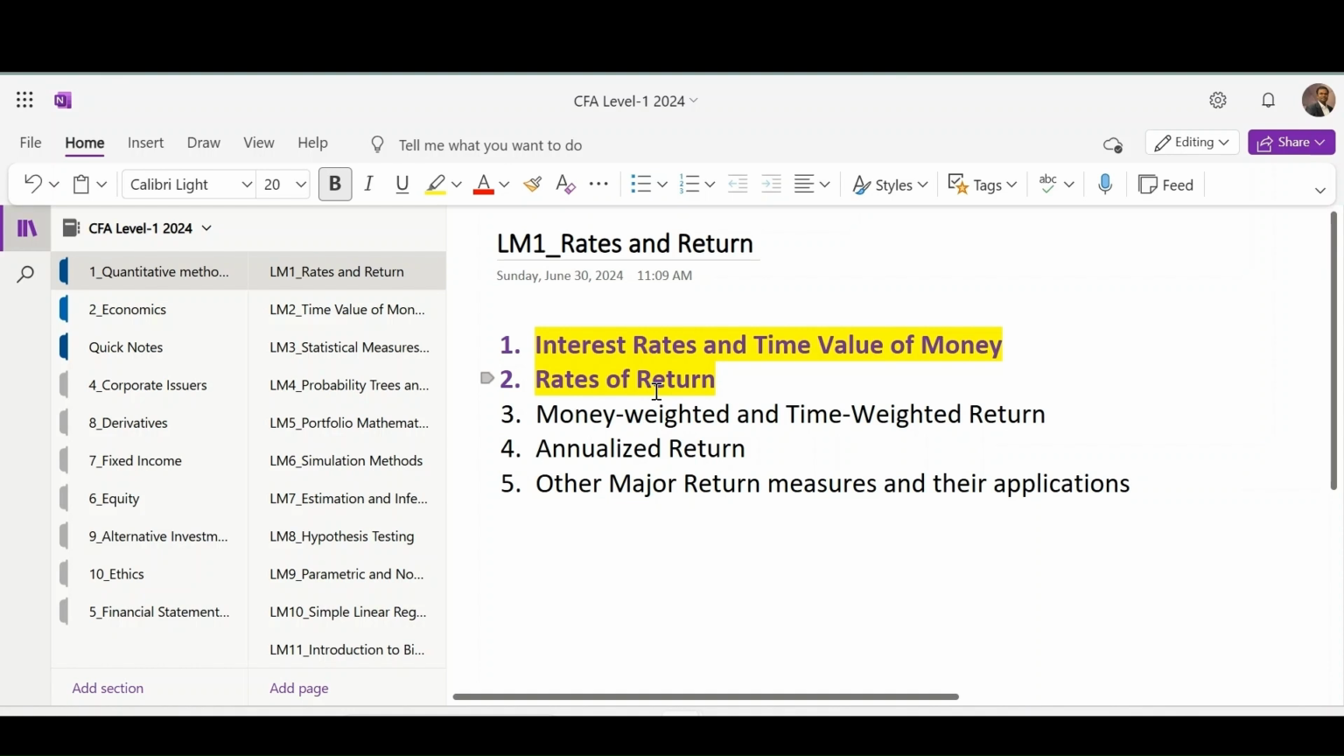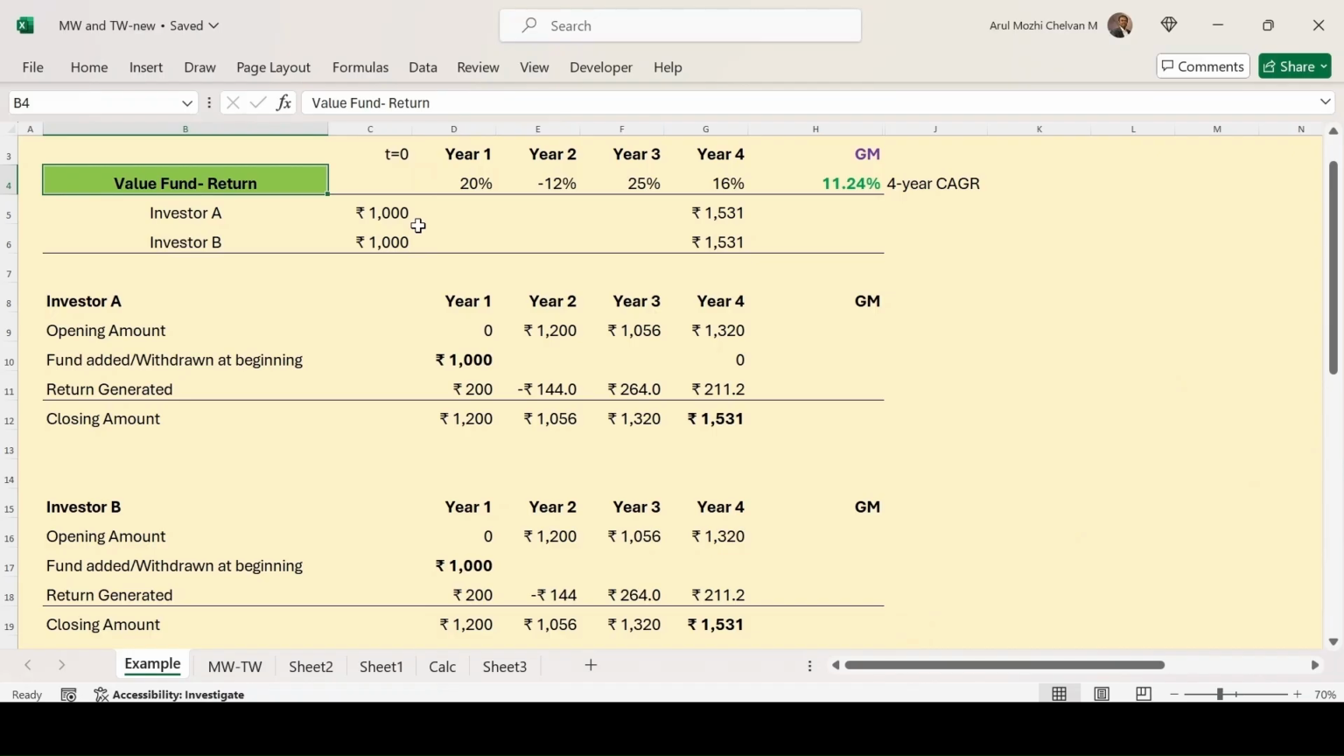Now, let us deepen our understanding as we explore the third LOS focusing on money weighted and time weighted rates of return. Before we delve into the topic, let us consider an example. Imagine a value fund that delivered returns of 20%, minus 12%, 25%, 16% over the last 4 years.